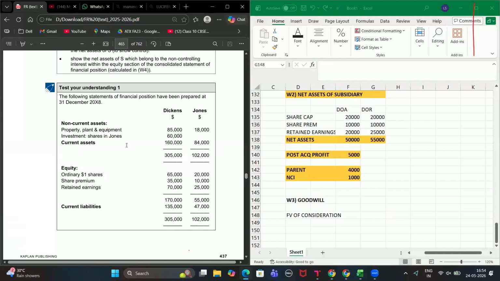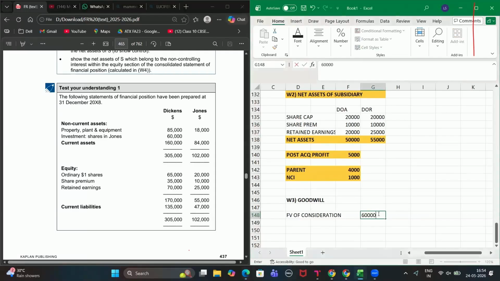Can we find it from SOFP? I told you, fair value of consideration is equal to the cost of investment. What is the cost of investment here? 60,000, right? Got it. What about fair value of NCI?